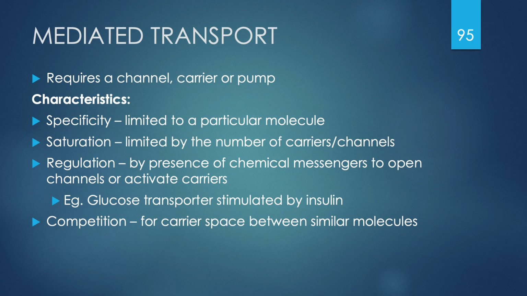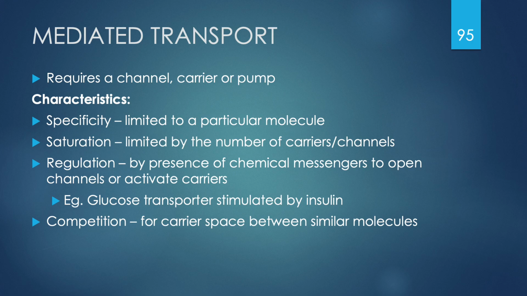So characteristics of these channels, carriers, or pumps are the following. So it's going to be specific, meaning that a specific channel, carrier, or pump is only going to have a certain molecule that it will allow to pass. Also, saturation is important. So if there are 5 sodium channels, let's say hypothetically, then only 5 molecules can come through at a time, 1 in each of those channels. So it doesn't matter if there's 5 million sodium molecules on one side, they can only come at a certain rate based upon the saturation of the carriers or channels.